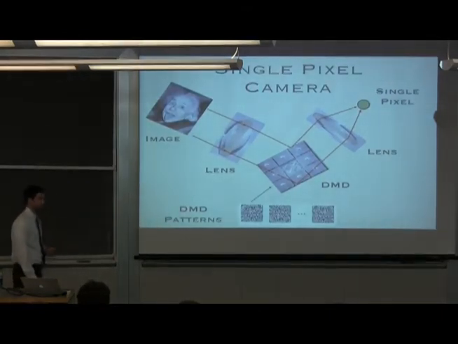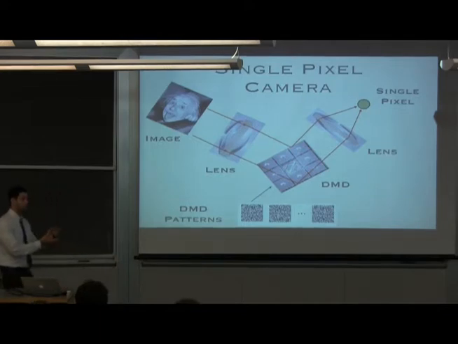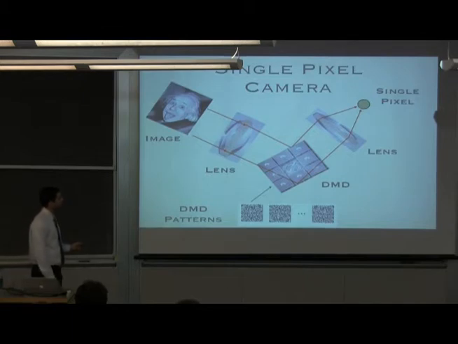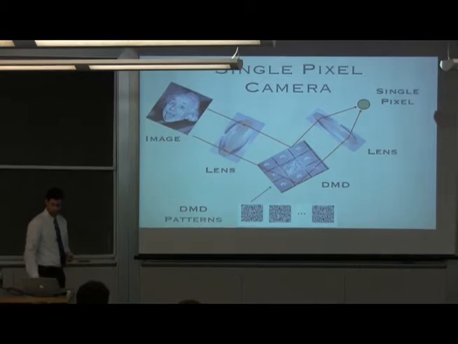So here's a schematic view of how a single pixel camera works. We have some image we would like to acquire. We focus the light from that image onto the DMD, and we load some sort of pattern onto the DMD, where each mirror is either facing toward or away from the detector. And then we acquire a single measurement. And we do this for a variety of different DMD patterns. Each of these measurements encodes information about a variety of different pixels from the image.